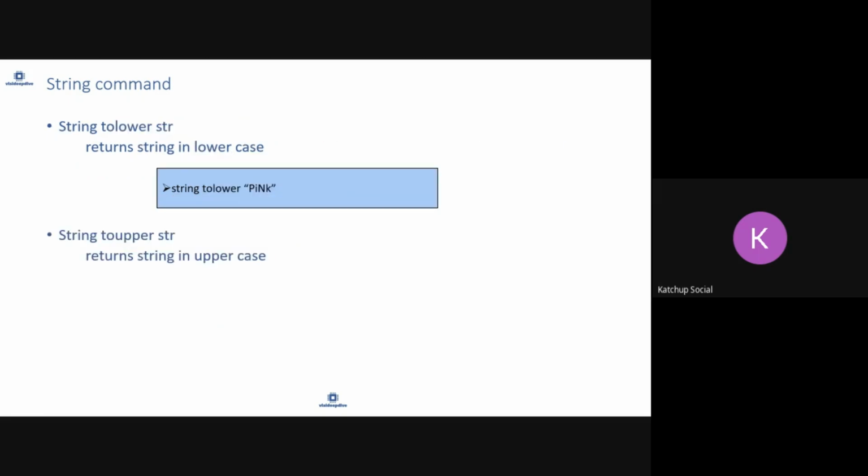String tolower will convert that string into lowercase. String toupper will convert that string to uppercase. Each character will move to uppercase. Of course, if each character is already uppercase, no change will happen. But each character will move to either lowercase or uppercase, depending on which command you use.